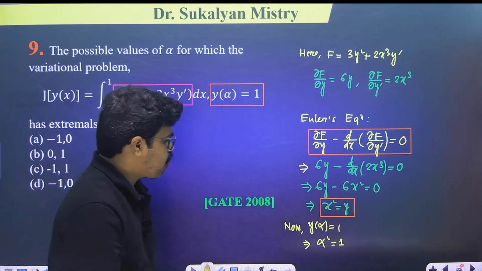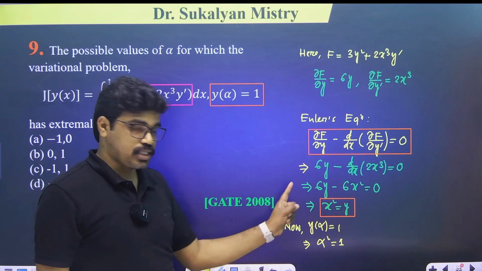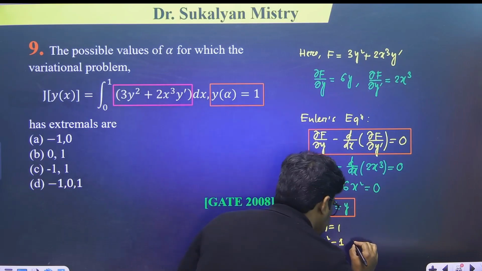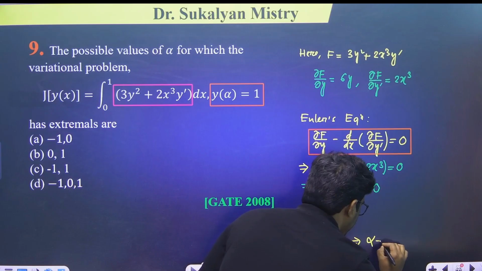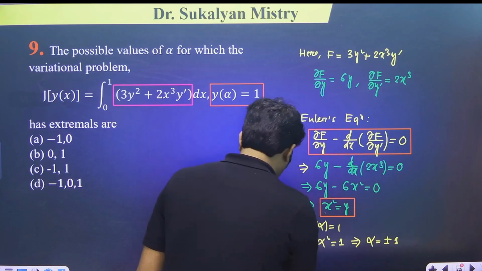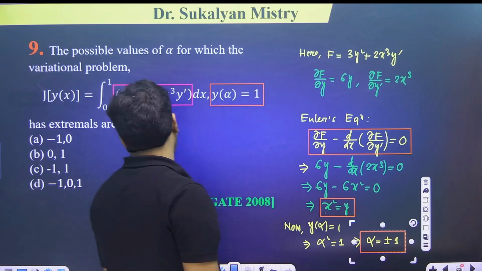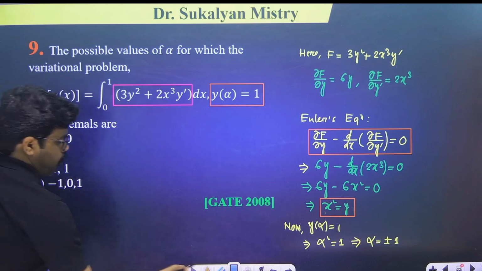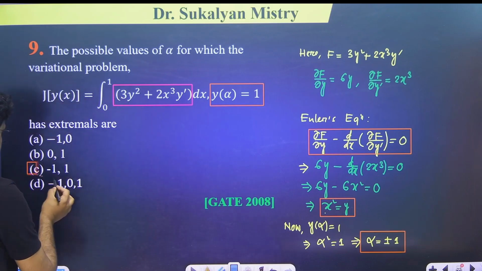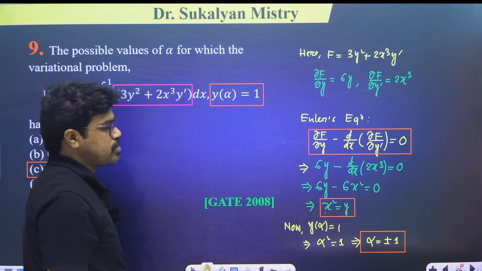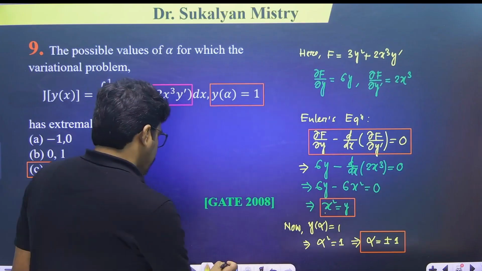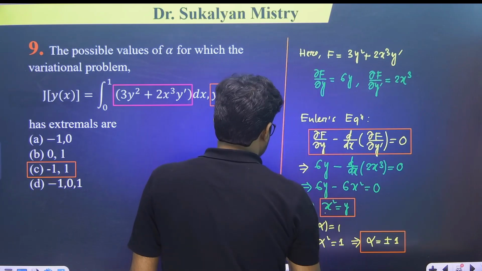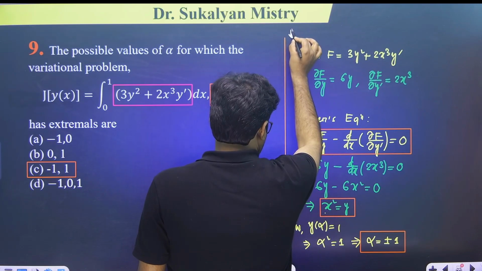Getting my point? Y(alpha) is equal to 1. That means when x is equal to alpha, that is alpha square, y is 1. So alpha square is equal to 1. That means alpha is equal to plus 1 or minus 1. So which option is correct? The values of alpha will be plus 1 or minus 1. That means option C is the correct answer. Okay, clear? Option C is the correct answer, right? Okay.